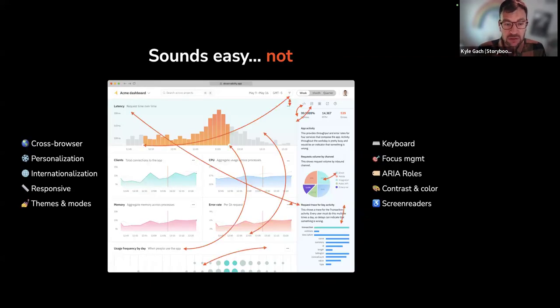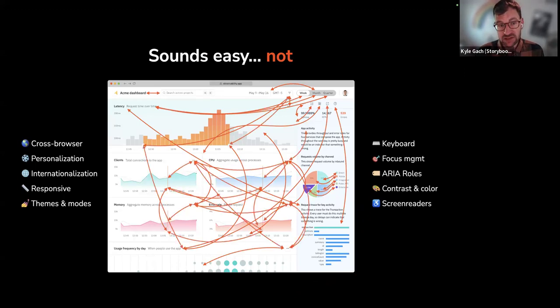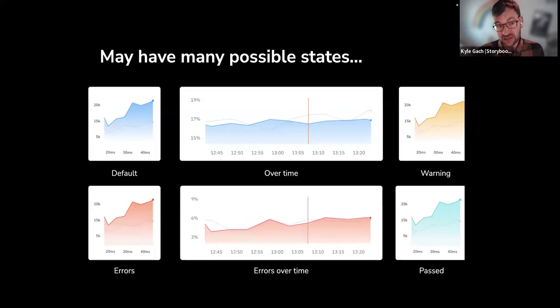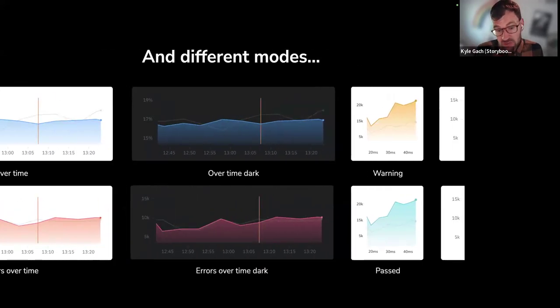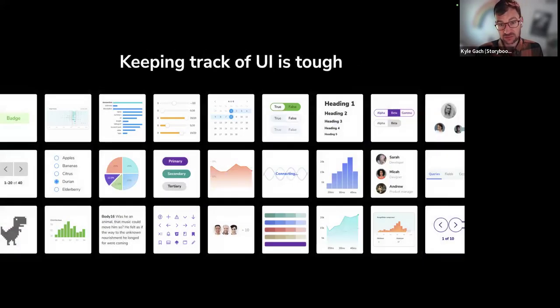There we go. So how do we do that? Because the apps we're building are complex. They have multiple states. They're more personalized than ever. There's a lot to keep track of, and it can be hard. So let me walk through why it can be difficult. Let's say you have a single component like this chart here. That component can have lots of states, and lots of themes or modes.